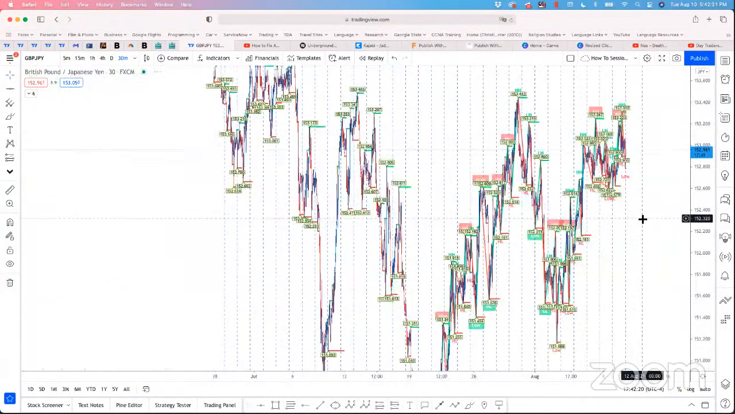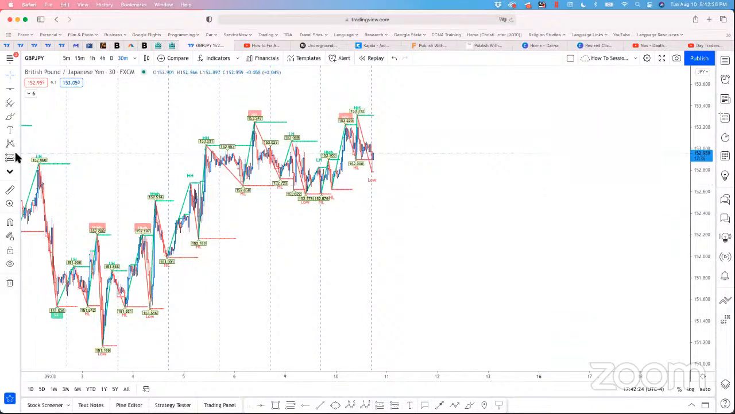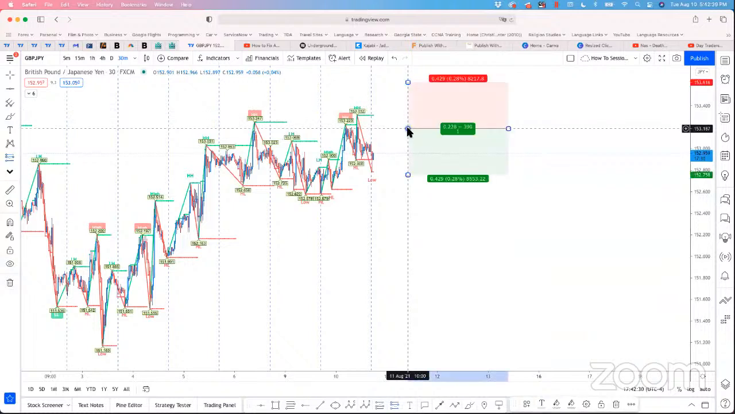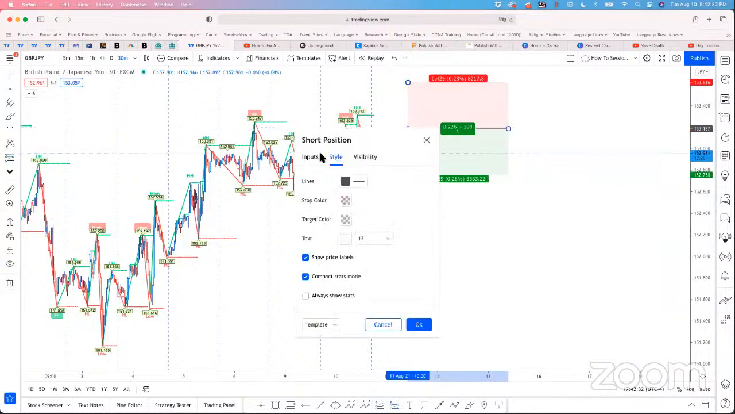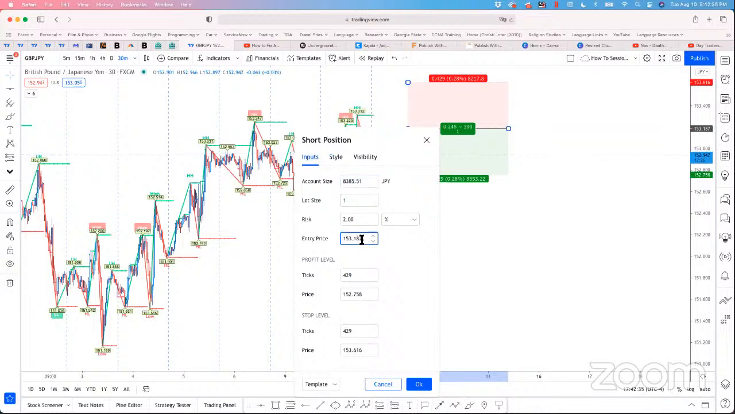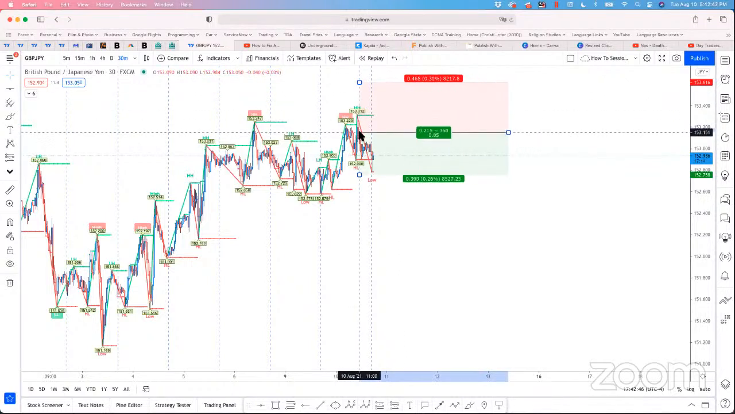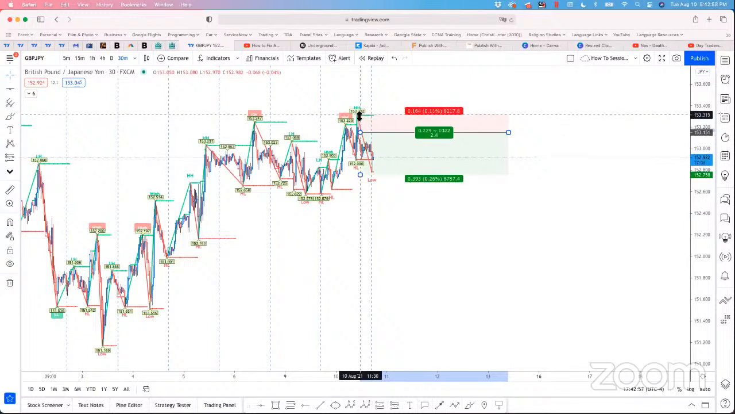Give me that entry again. It was 153.150, 153.151. Sell, right? Yeah. And then my stop loss, I'll tell you right now: 15 pip stop loss, and it is 153.416. There might be a little more because of the TradingView numbers.